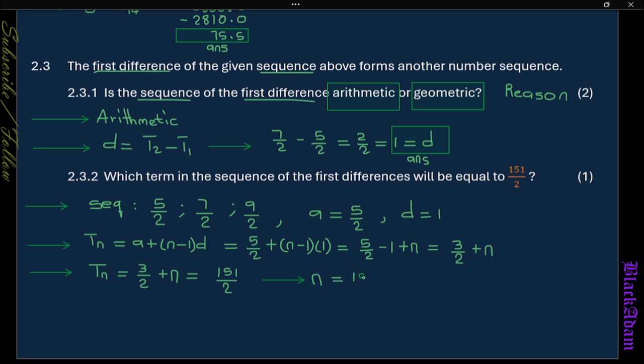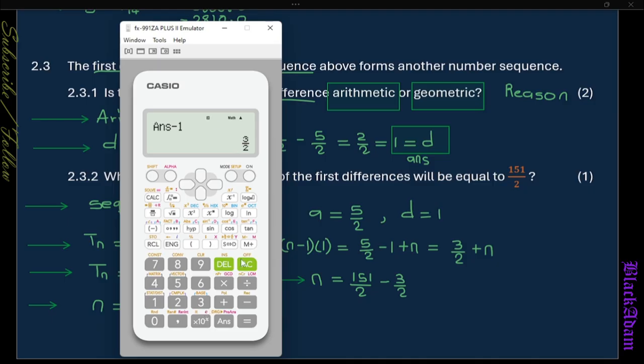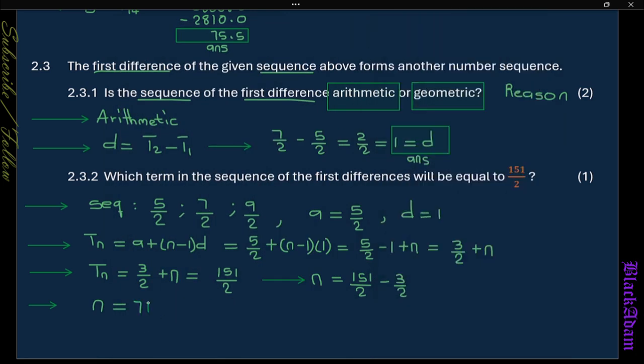When Tn is 151 over 2, we need to solve for n. So n is going to be 151 over 2 minus 3 over 2. Using a calculator, 152 divided by 2 minus 3 over 2 is 74. So that's the 74th term, which is equal to 151 over 2.